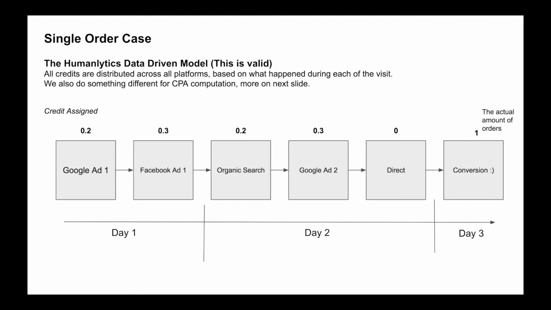The Humanlytics attribution model distributes credit across all platforms besides direct, based on what happened during each visit. We also do something different for the CPA computation, which we will see in the next slide. Overall, we take the on-site experience, that's all on-site experiences related to a specific order, and look through what key pages are visited and what some key metrics are for each of those visits, and assign credit to each of those visits accordingly.